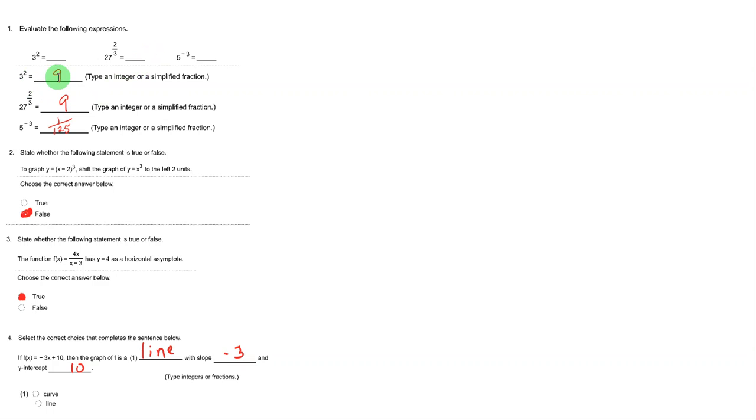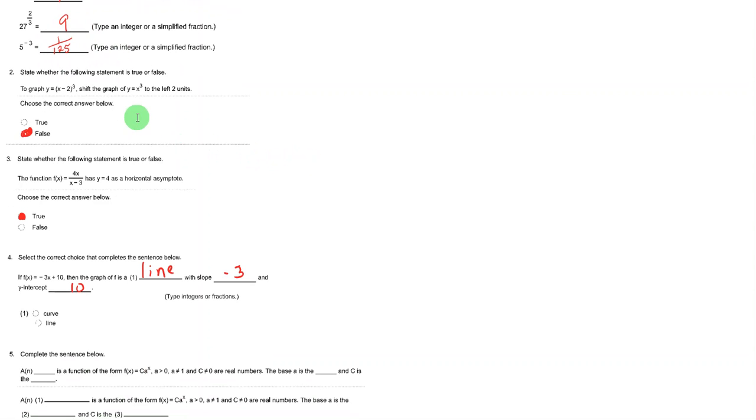3 squared is 9. 27 to the 2/3. You can do that on your calculator, but you could also say, you take the denominator and say the cube root of 27 is 3. 3 squared is 9. The 5 to the negative 3 is the same as 1 over 5 cubed. So that would be 1 over 125.